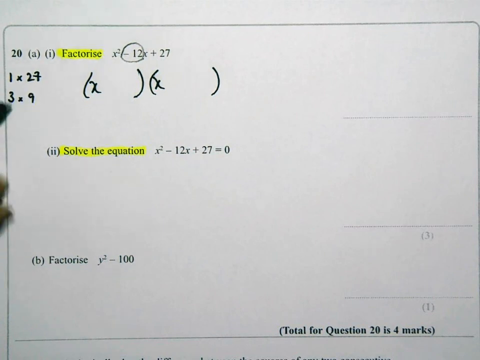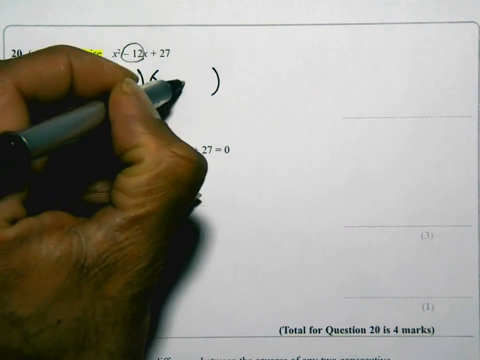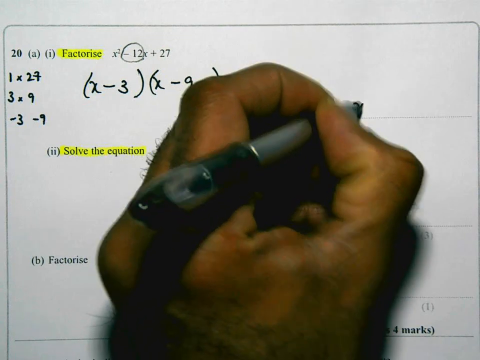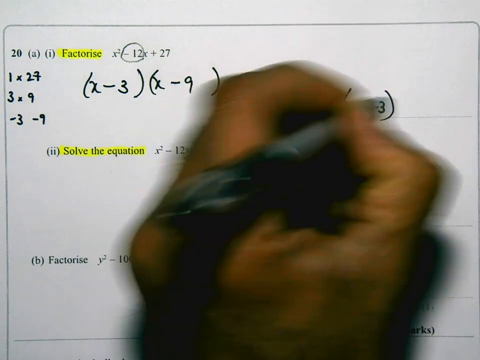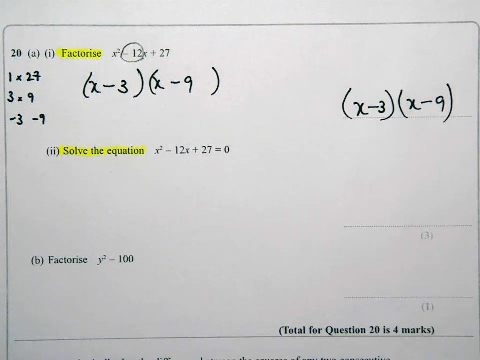If both of these were negative, so minus 3 and minus 9, those two will combine to give you minus 12x. So that's my answer: x minus 3 and x minus 9. Make sure you can go through that process.